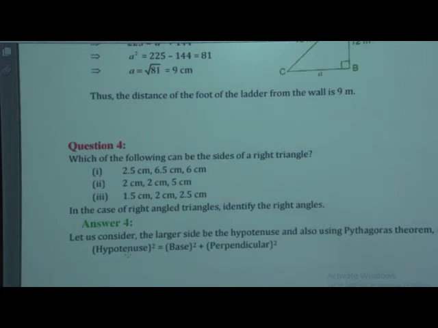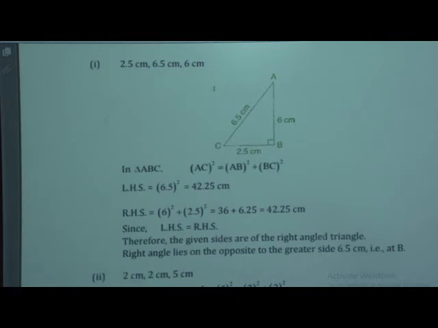What the Pythagoras theorem says is that hypotenuse square is equal to base square plus perpendicular square. So what is given to us? We will see one example, for which we have drawn the rough figure. 2.5 centimeter is given, 6.5 centimeter is given and 6 centimeter is given. These are the three lengths of the sides of a right angle triangle given to us. In triangle ABC, this is a rough figure, by seeing the lengths we try to find out the right angle, that is triangle ABC.